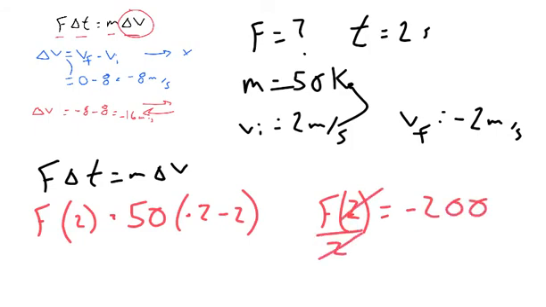Divide both sides by 2. The force that you're going to experience going from 2 to a minus 2, so rebounding into a wall, is negative 100 newtons.